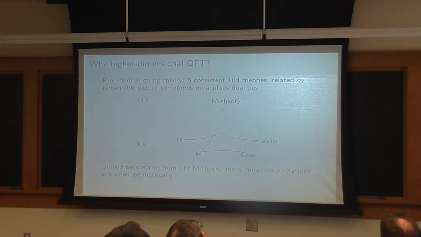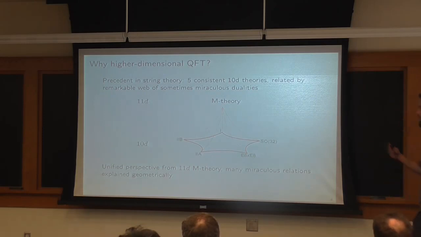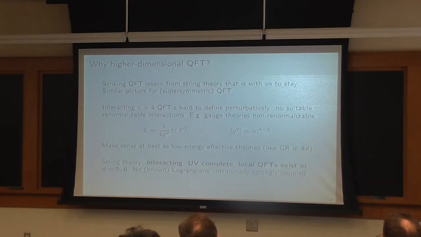And what I'm appealing to here, of course, is the sort of unified perspective that we get out of M theory, where by realizing the 10-dimensional theories as limits of an 11-dimensional theory, many of these miraculous relations can actually be understood in nice and geometric terms. So there is a good motivation to go beyond 10 dimensions in this case. And one of the perhaps most striking lessons that we have learned from string theory, that I believe is with us to stay regardless of whether string theory is realized in nature, is that a similar picture actually applies to non-gravitational local quantum field theories, at least to supersymmetric ones.